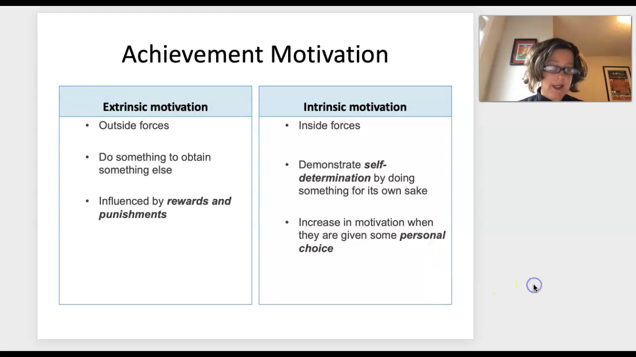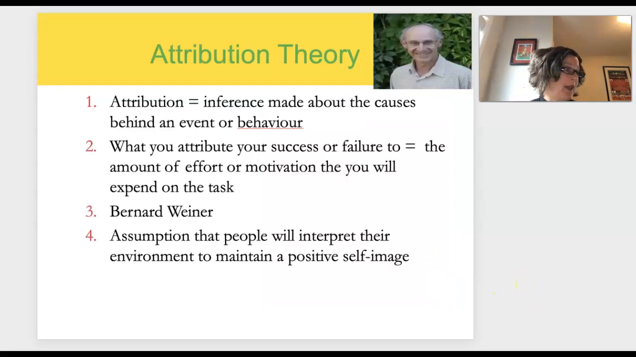So that's extrinsic, intrinsic. Let's talk a little bit about attribution theory. This is, I think, really, really interesting. And this is our friend Bernard Weiner. He is a professor at the University of California, and he put forth this theory, and it has been tossed around by lots of other theorists, but he's kind of the main dude behind it. So basically, when you're talking about attribution theory, attribution is an inference made about the causes behind an event or a behavior. So you're trying to figure out what are the causes behind the behavior.